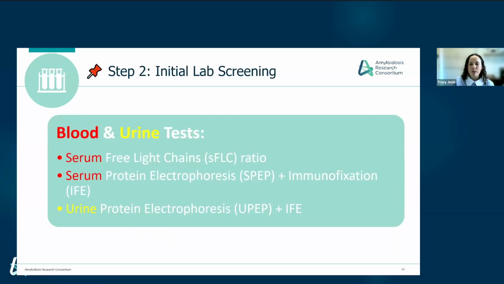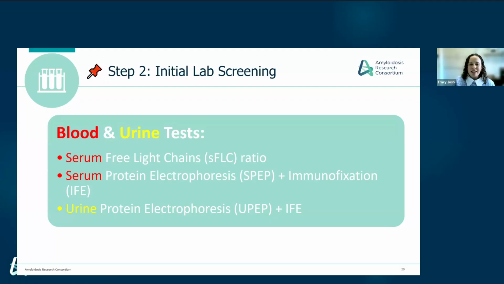To diagnose AL amyloidosis, we need to look for the bad protein that causes the disease. These proteins are called light chains and are made by abnormal plasma cells and can misfold, leading to amyloid deposits in different organs. Blood and urine tests help us detect these proteins and determine if AL amyloidosis is a concern. The three key tests for AL amyloidosis are the serum-free light chain assay.